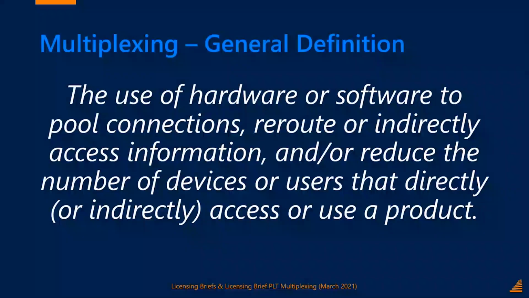If you look at the general definition of multiplexing, it says it's the use of hardware or software to pool connections, reroute or indirectly access information, and/or reduce the number of devices or users that directly or indirectly access or use a product. "Or indirectly" is in brackets there, because if you look in the two different guides, you will find two different versions of the text. So we found inconsistencies in the Microsoft piece in the first instance. I think the product terms are the official document. The licensing guide is just that. So we also need to consider "indirectly" in this instance.